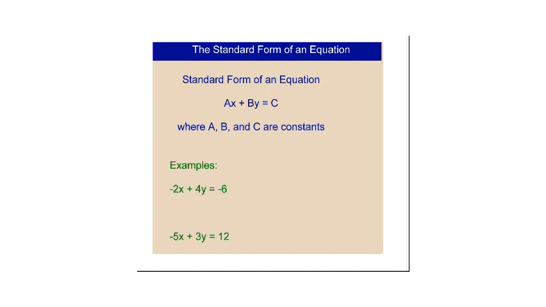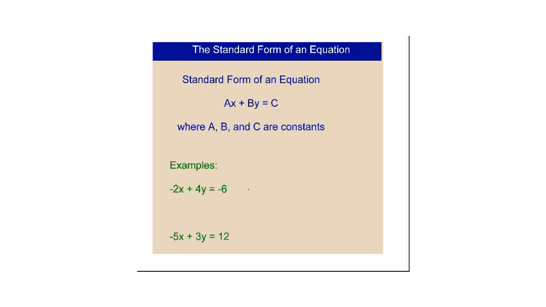X and Y are just X and Y. They're variables. We don't know what they stand for, but we know they're different because X and Y stand for different numbers. We just don't know what numbers they stand for. So here are a couple of examples. Negative 2x plus 4y equaling negative 6.